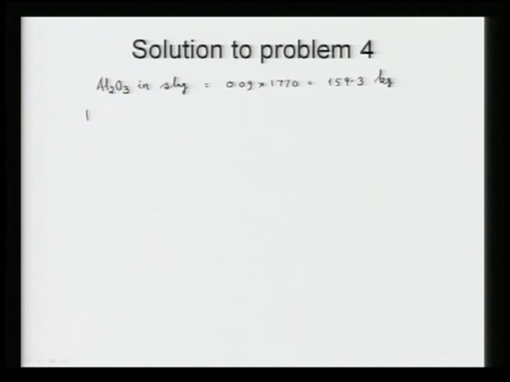Similarly, MnO in slag, that would be say 1 into 1770 upon 100 minus 0.8 upon 100, that is in the pig iron, into 1000 into 71 upon 55. I am converting Mn to MnO. So that is straight away 7.4 kg.